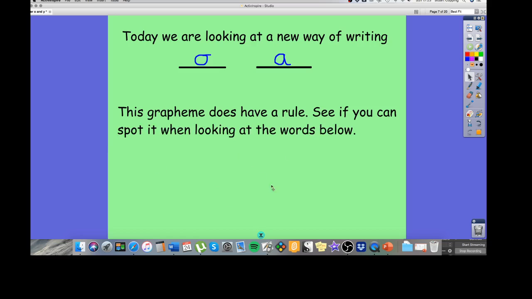Now underneath here I'm going to reveal some words. I want you to see if you can work out what you think the rule might be. So read those words yourself. Remember, the A is making an O sound. And then talk to a grown-up. Can you work out what the rule might be? Okay. Pause now.